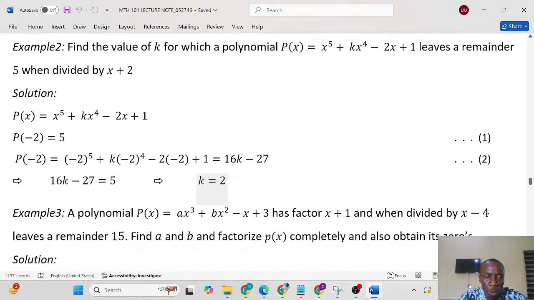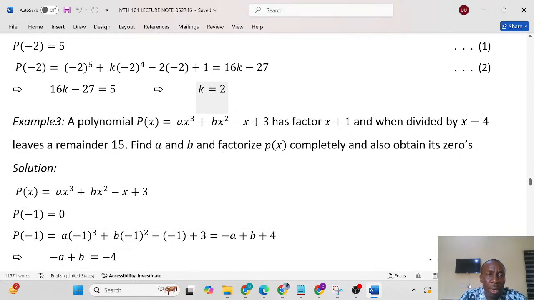Example 3. A polynomial p of x is equal to ax raised to power 3 plus bx raised to power 2 minus x plus 3 has factor x plus 1, and when divided by x minus 4, leaves a remainder of 15. Find the values of a and b and factorize p of x completely and also obtain what? The zeros.